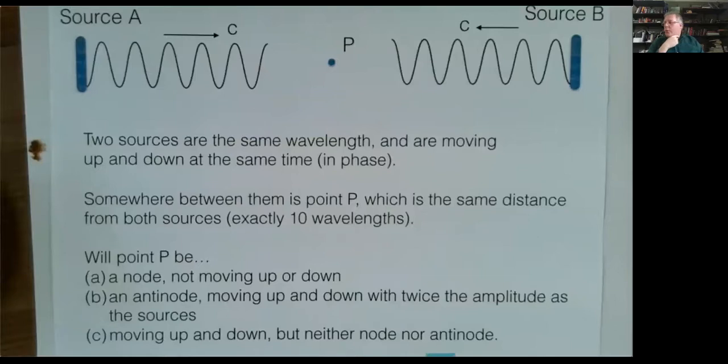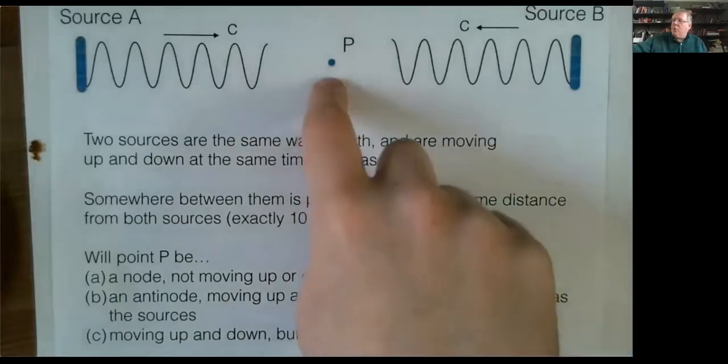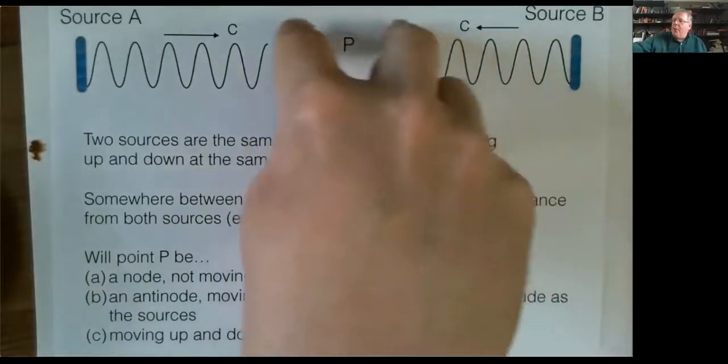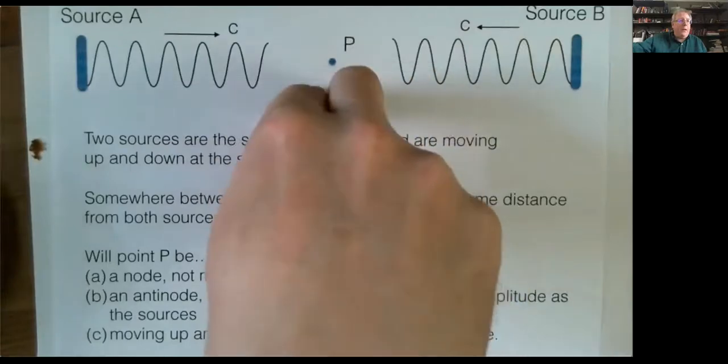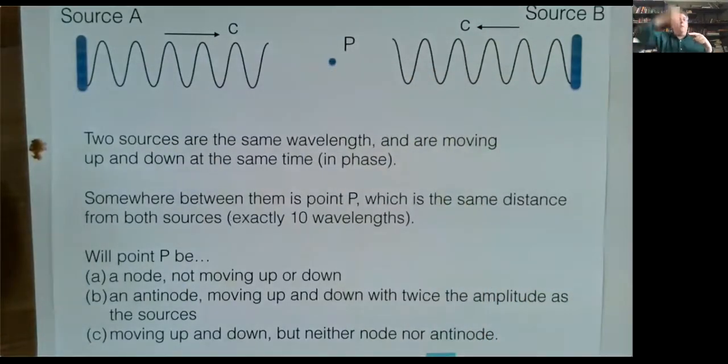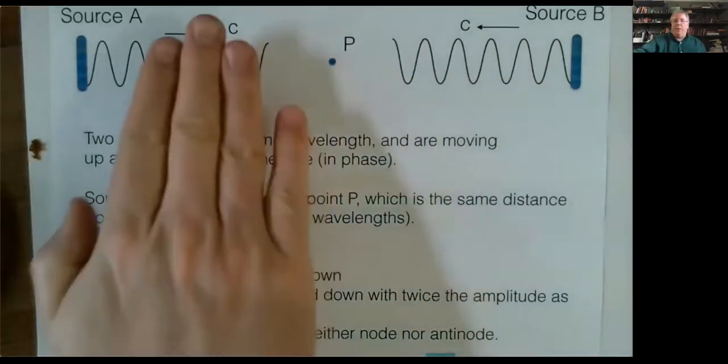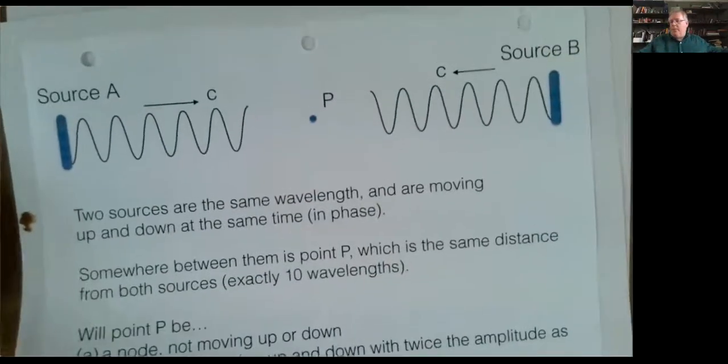Okay, this is going to be B. This is going to be moving up and down because both the high sides will hit and both the low sides will hit, and so it'll be going up and down twice as much as it would have been if only one of those waves had been there. You guys remember what happens here?